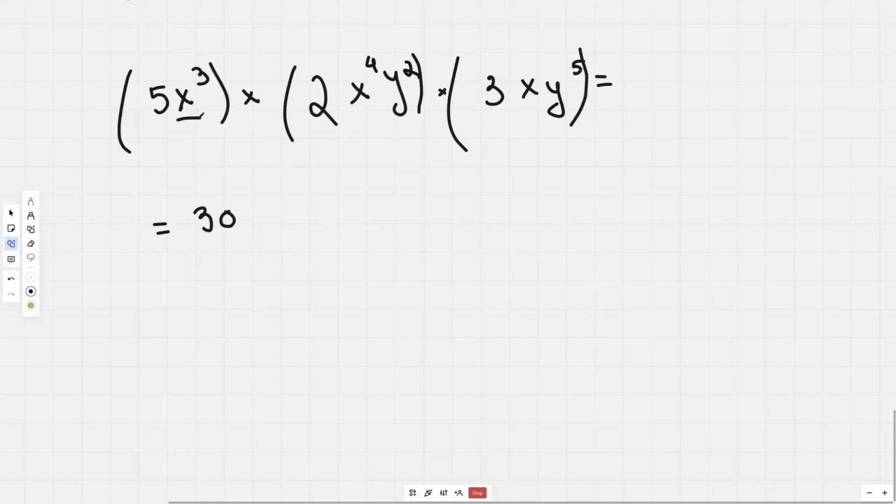And for x, we have the 1x here, and 1x here, and 1x here. This is power 1. And in multiplication, we have to add the powers to each other, which means 3 plus 4 plus 1 is equal to 8. And then the y, we have 2 y's here, 2 plus 5 is equal to 7. As it is just a multiplication, we're adding the powers. And that's it. That was the end of the lesson, and thank you.